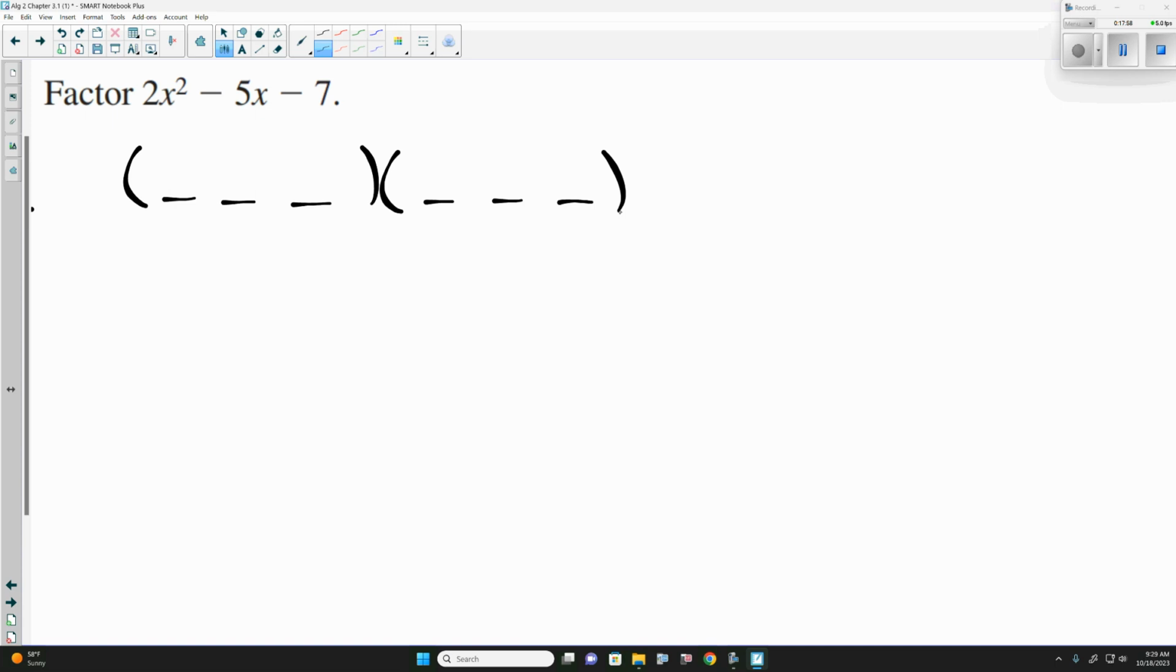So again, step 3, if the third term is positive, the signs are the same and they match the sign of the middle term. If the third term is negative, the signs are opposite. So when we look at this here, the third term is indeed negative. So the signs are opposite. It seems like there should be more to that statement or some unique key feature to it. No, they're just opposite. One's positive, one's negative.